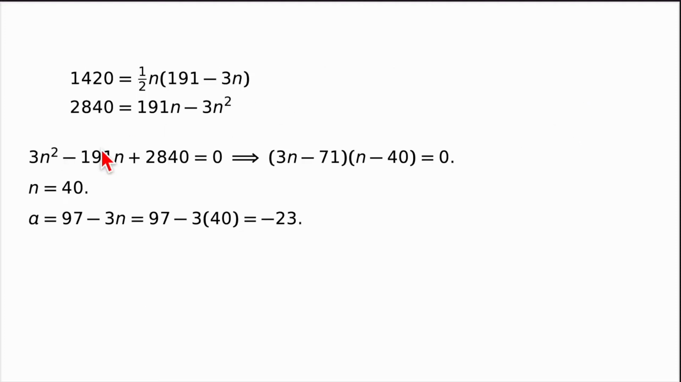So we solved simultaneous equations to lead to a quadratic equation in n, which in this case could be factorized. We kept only the sensible answer, and from that we found out what a was as well. 6 marks.